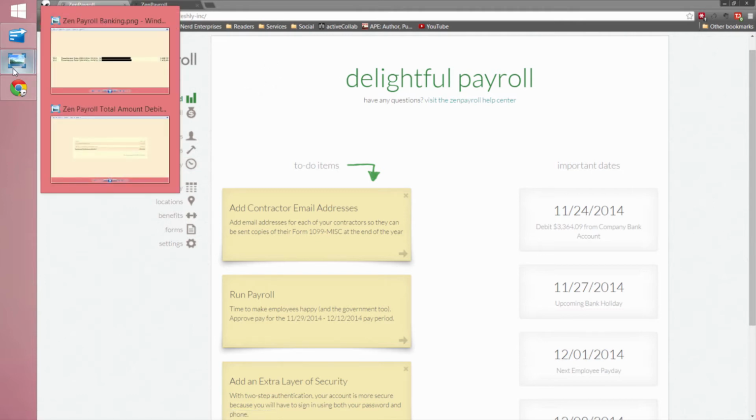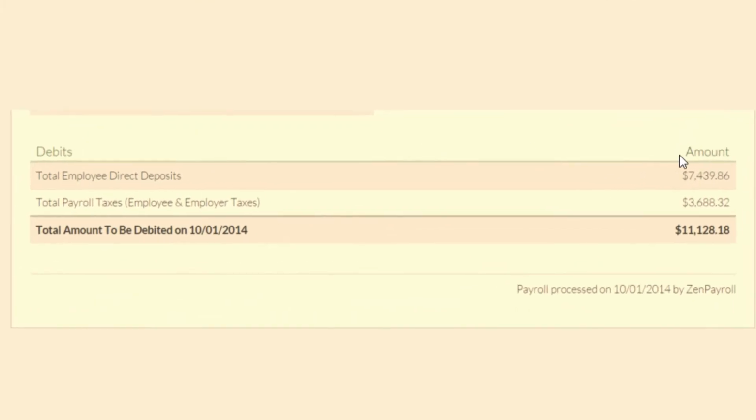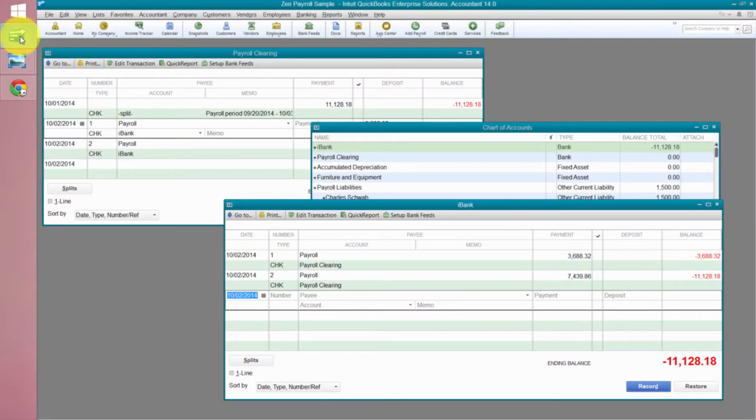When I first go into ZenPayroll's reporting area, in the case of the sample that I'm using for this payroll, I saw this breakdown here, right? So I have total employee direct deposits. This is my net pay. Here's my taxes, which come to a total of $11,128.18. So my expectation was that this is what's going to come out of the bank. That's what's going to get booked in QuickBooks when I import the payroll. But that isn't actually what happened.